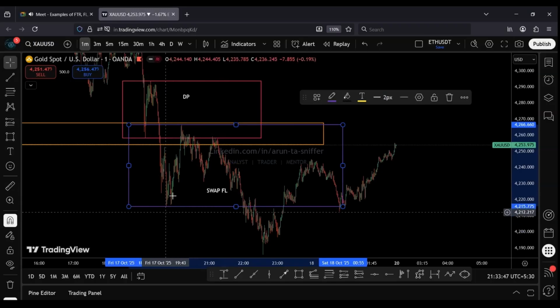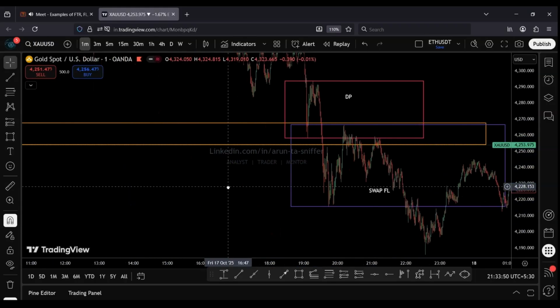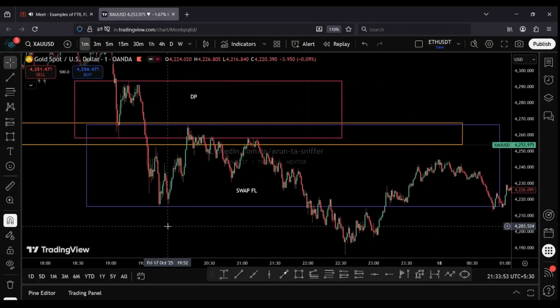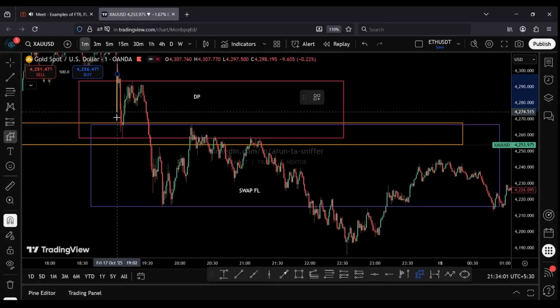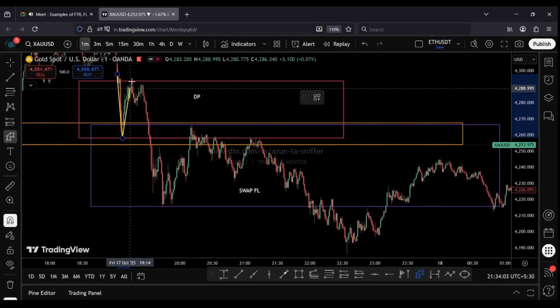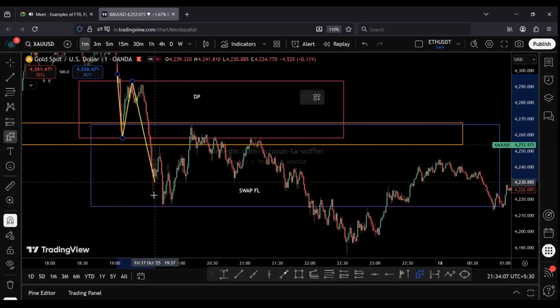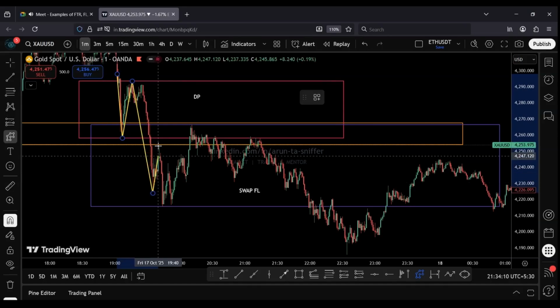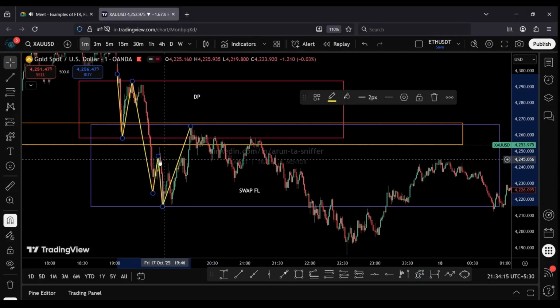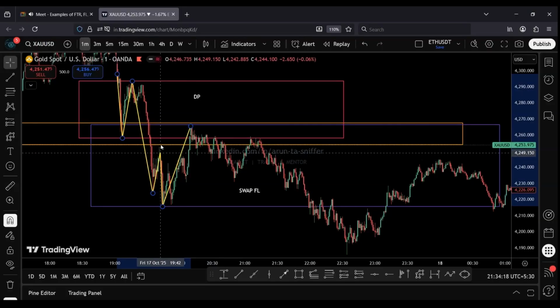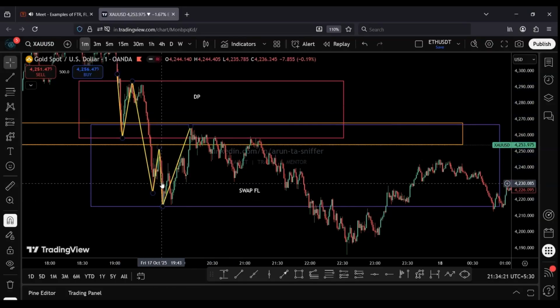Engulf to downside. Fakeout to upside. Here, look at this. Same schema. Price came down. DP came down. Then came down again. Then goes up. What was this? This was fake out, right? This was fake out and this was engulf. And price came down again.